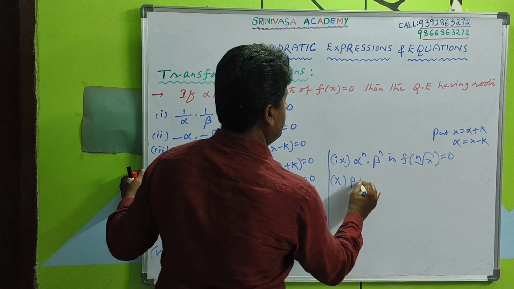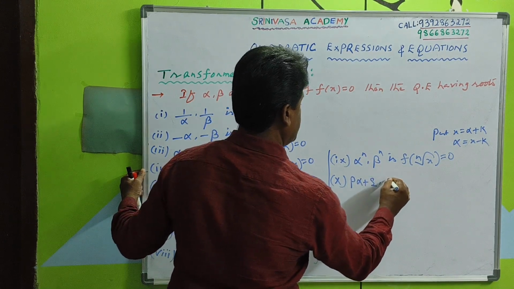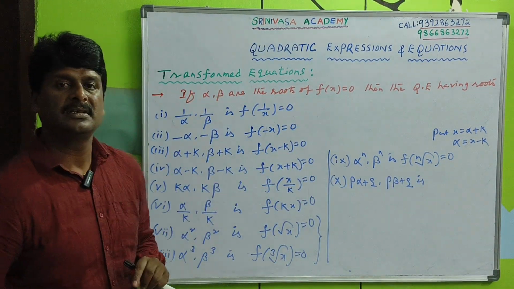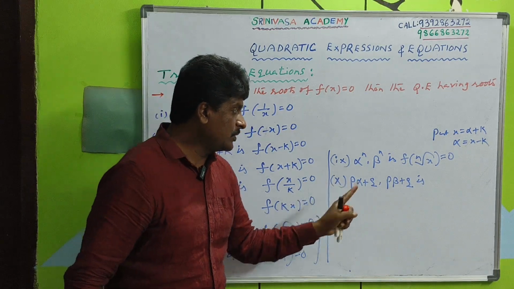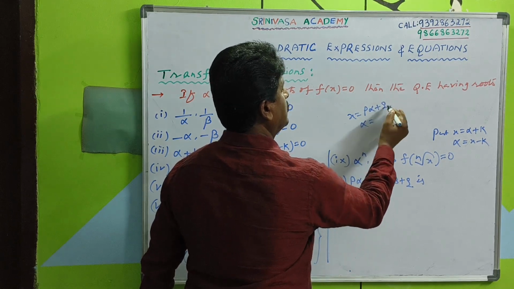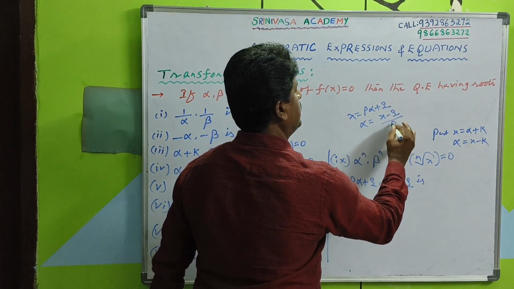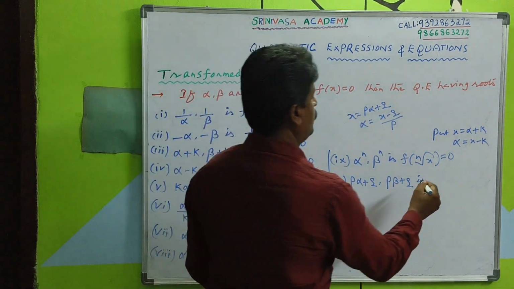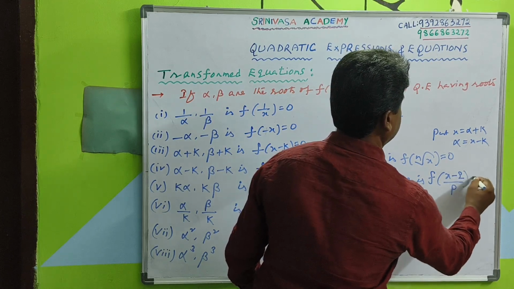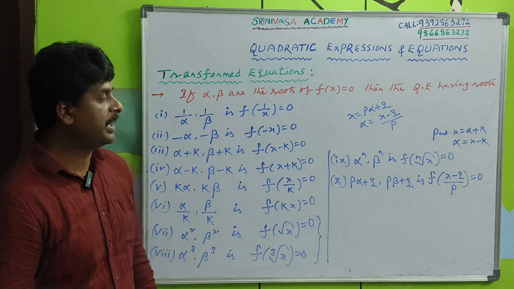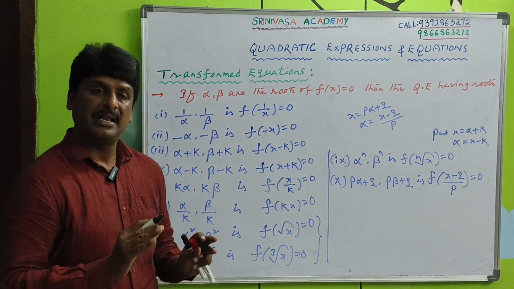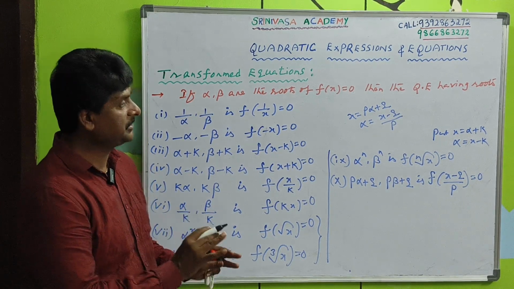10th one, p alpha plus q comma p beta plus q is, try to tell this, put x is equals to p alpha plus q, alpha is equals to, bringing q this side, x minus q by p, alpha value substitute in this, we get f of x minus q by p is equals to 0. So these are the transformed equations. Let us discuss few examples related to this.